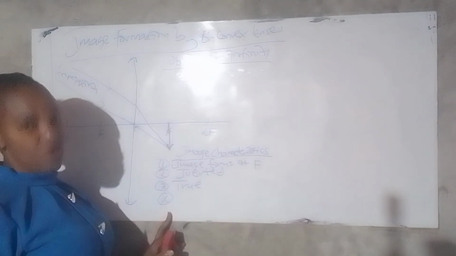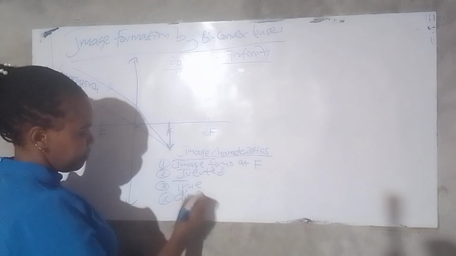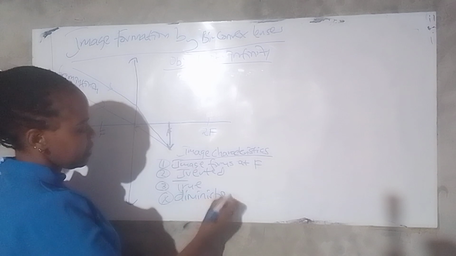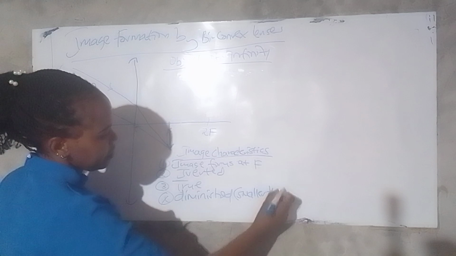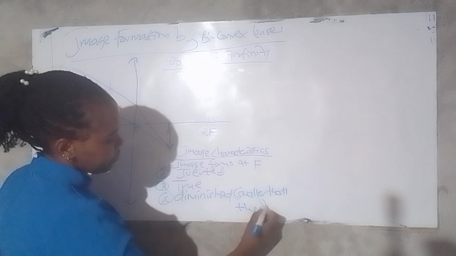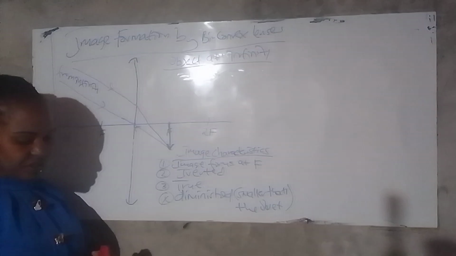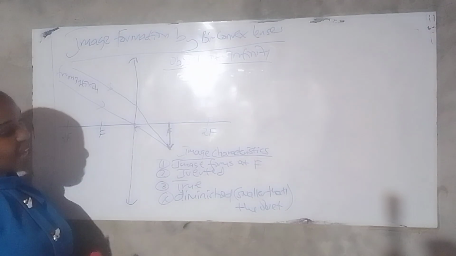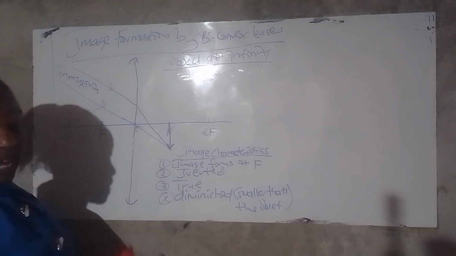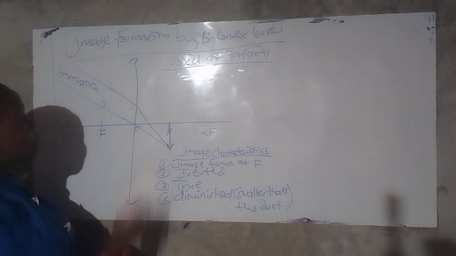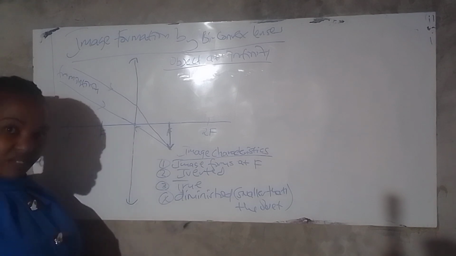this image is smaller than the object. So it is diminished, or smaller than the object. Okay, so we have formed our first image, and we have formed an image of an object that is at infinity, an object that is very, very far. And we are able to form that image because we say the rays come parallel to each other. So the one going through the optical center passes undeviated.